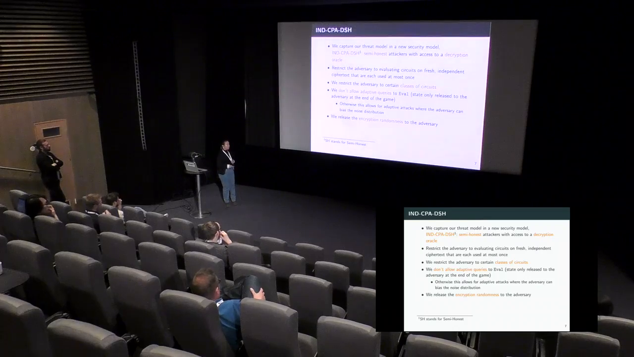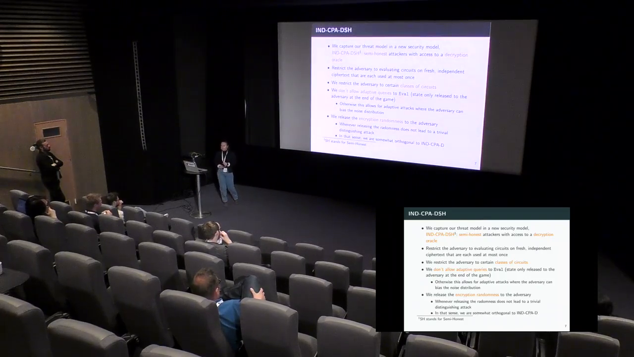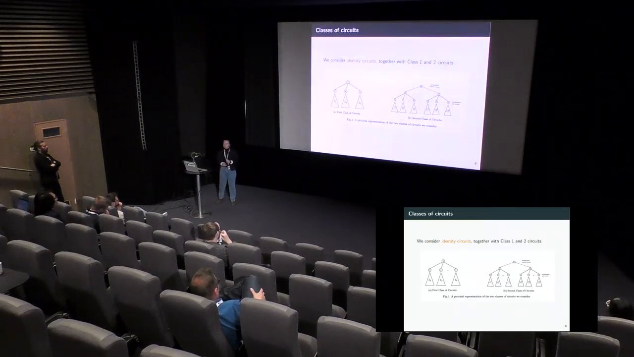But we also release the encryption randomness to the adversary, of course, whenever this doesn't lead to a trivial distinguishing attack. In particular, if you're familiar with NCPA-D, we're sort of orthogonal to NCPA-D, because NCPA-D doesn't restrict the adversary to certain classes of circuits and allows adaptive queries to the eval oracle, but it doesn't release the encryption randomness. So we're a little bit orthogonal.